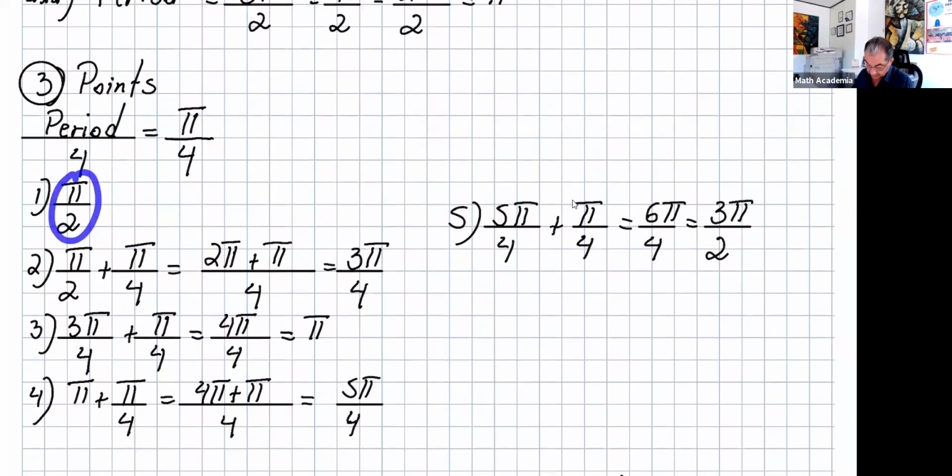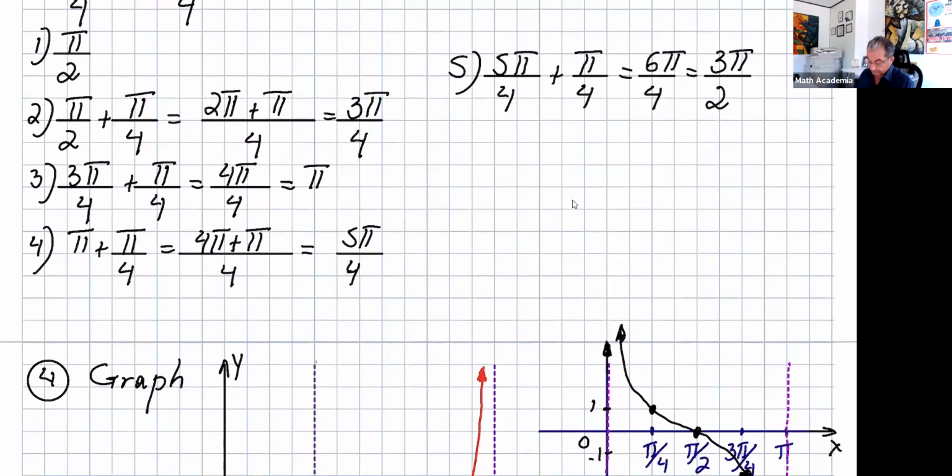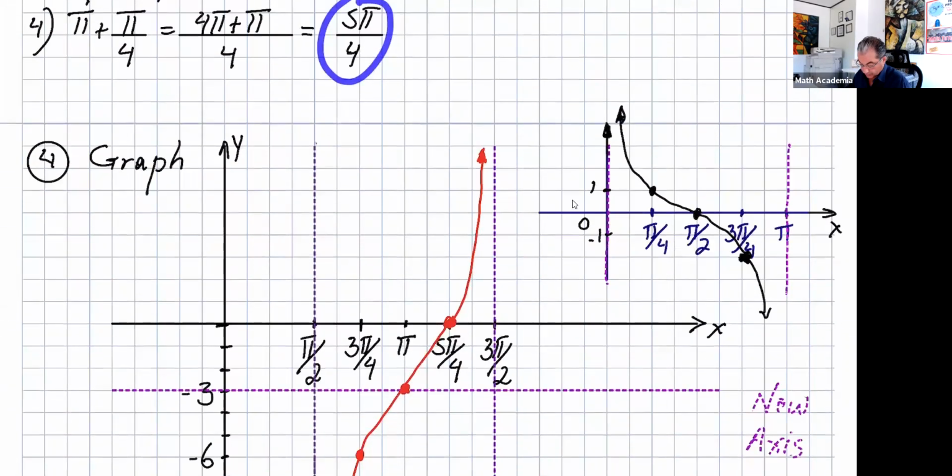With that point, add pi over 4. So you get 3 pi over 4. Next one is 4 pi over 4. 3 pi over 4 plus pi over 4 is 4 pi over 4, which is pi, and so on. 5 pi over 4 and 3 pi over 2.